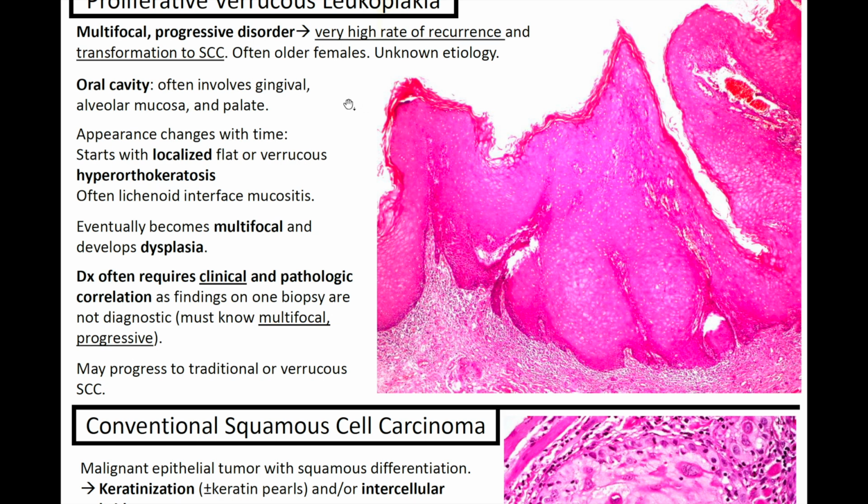dysplasia. The diagnosis often requires clinical and pathologic correlation, as findings on one biopsy are not diagnostic. You must know multifocal, and it can be progressive. It may progress to traditional or verrucous squamous cell carcinoma. And this is a proliferative verrucous leukoplakia.